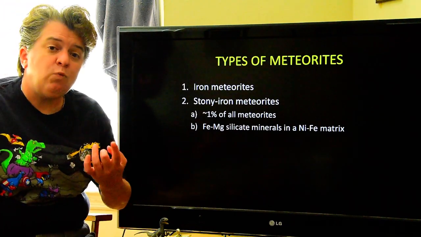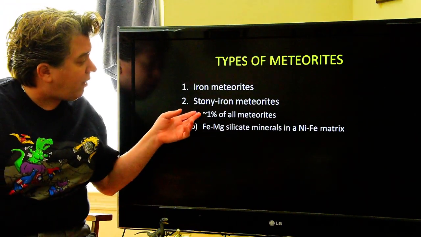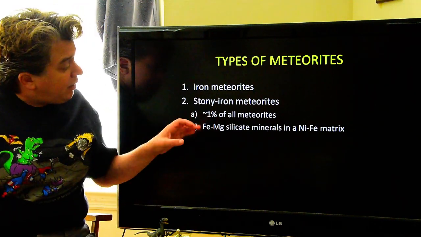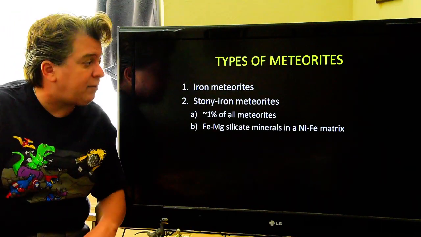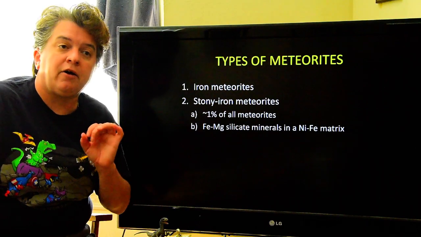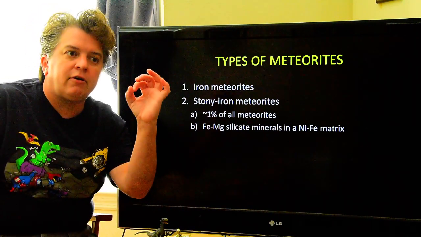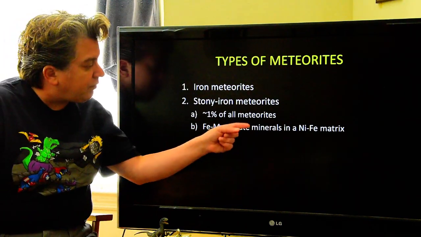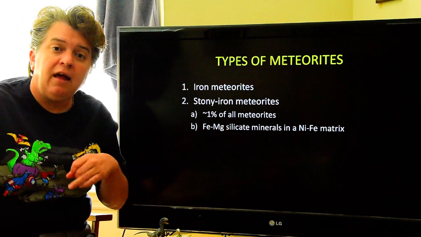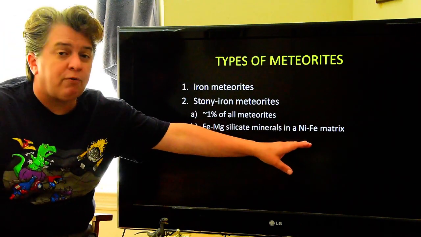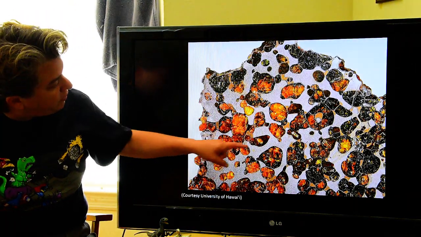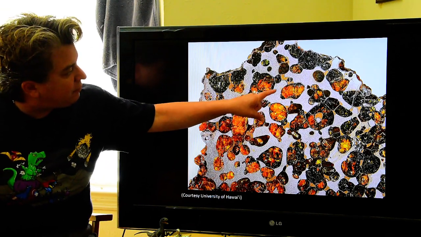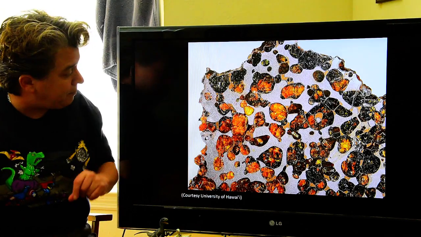Alright, but that's only one type of meteorite that we get. We also have stony iron meteorites. These are quite rare, and what you have are iron magnesium silicate minerals in a nickel-iron matrix. That means you're going to have like little crystals of minerals like olivine and pyroxene. Those minerals are these iron magnesium silicates. They're usually kind of a greenish color. They're going to be surrounded by that metal, just like what we see here. Here's those iron magnesium silicates, and this is the metal surrounding them.